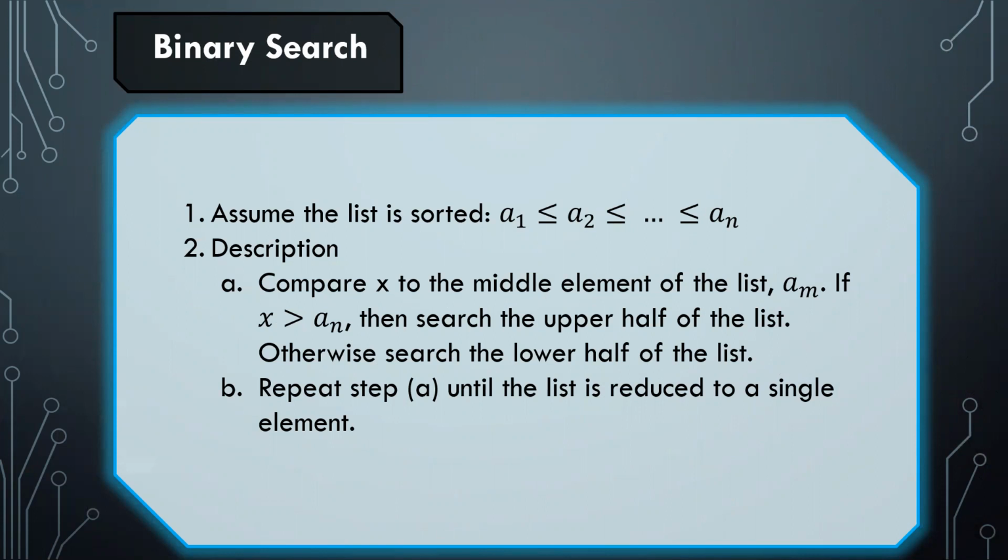I'm sorry, typo right there. It should be X is less than or equal to A sub M, search the lower half of the list. Otherwise, search the upper half of the list. And I'm going to keep repeating this until the list is reduced to a single element. What you're going to see in a second when we trace this is that I'm going to keep cutting it in half. That's going to turn out to be really powerful and really fast.